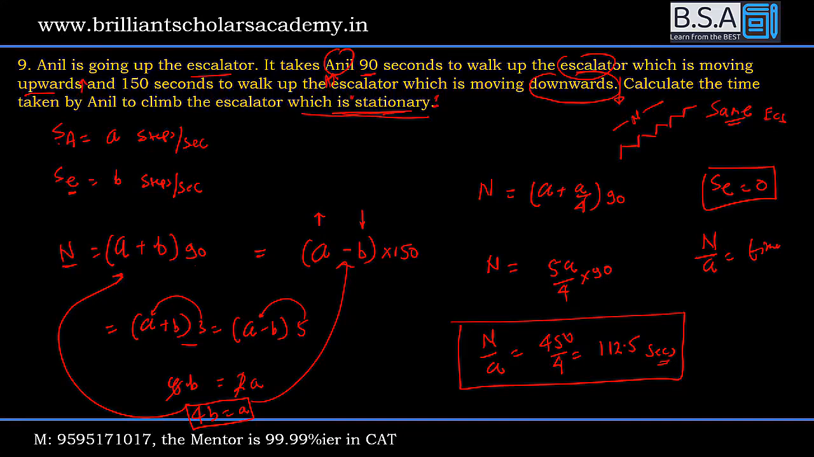I started this whole solution with one simple assumption. Anil has a speed of A steps per second. Escalator has a speed of B steps per second. When they go in the same direction, speeds are added. This is not relative speed. This is boats and escalators. When they go in opposite direction, they are opposing each other, so speeds are subtracted.